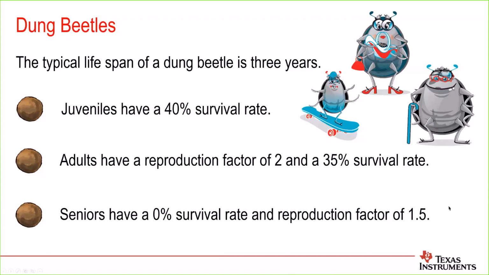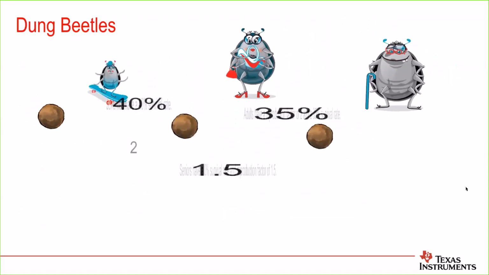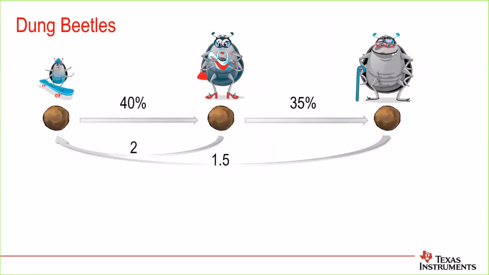So that's our information. One of the formats that you might receive this information in, other than text, is in a network sort of map. So here it is in a different view. We can see that the juveniles on the far left of the screen progress to become adults, of which about 40% survive. And then the adults go on to become seniors, and only 35% of those survive. And we see that the adults reproduce by a factor of 2 and the seniors reproduce by a factor of 1.5. But of course, they're reproducing juveniles.